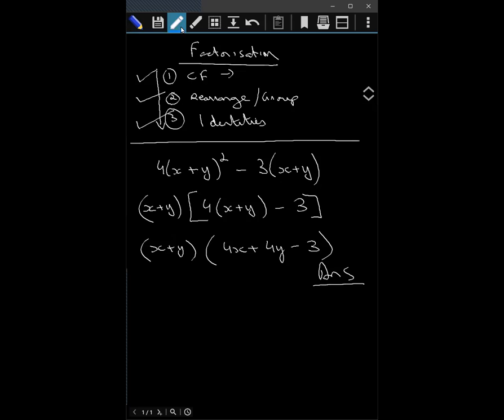Remember, there are two terms in this. It's very simple to remember. This is one term and this is one term. See what is common in both of them. That's all. Okay? Let's do another one.